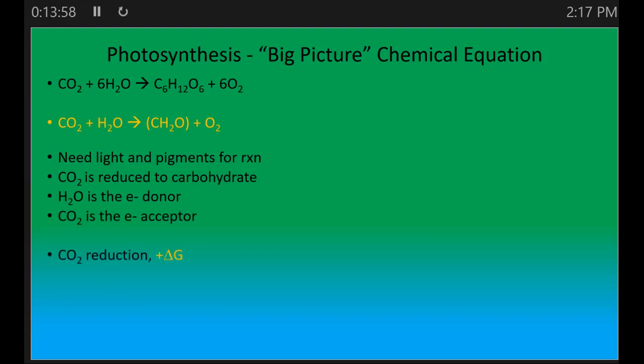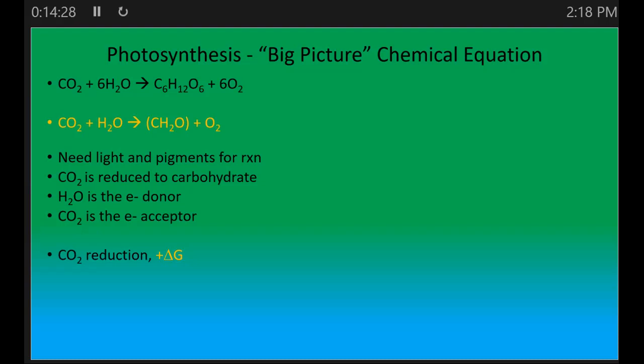And if you take carbon dioxide and you try to reduce it into a carbohydrate, it is what we call a positive delta G. Delta G is referring to free energy. If the free energy value is positive, what that tells you is that this reaction will not happen spontaneously. There has to be an input of energy. And in this case, it's going to be light energy that's going to do that.